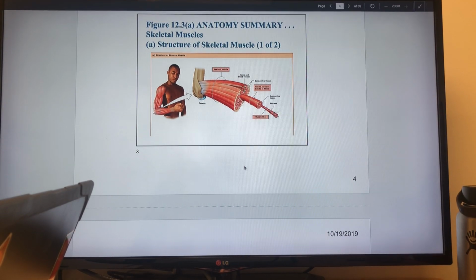So all of those categories together allow your muscle to contract and produce a force. That's why this is important, because if they don't all work in tandem together, you won't have any force. Cool?